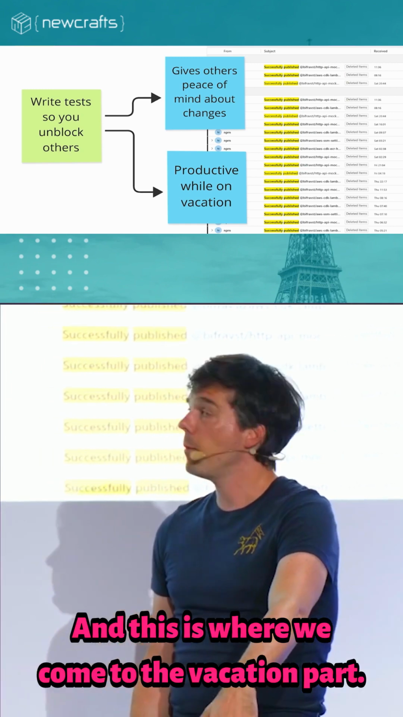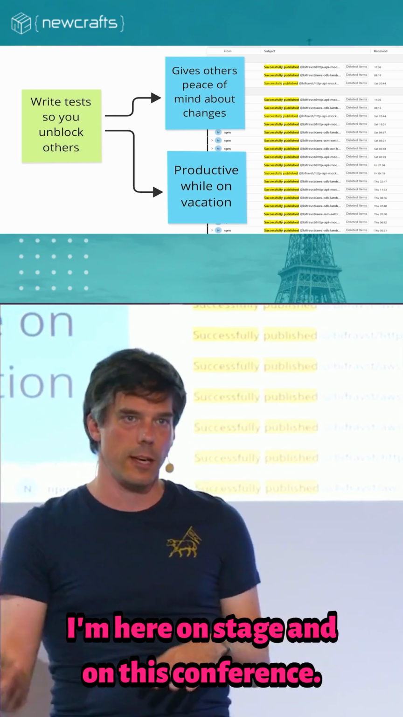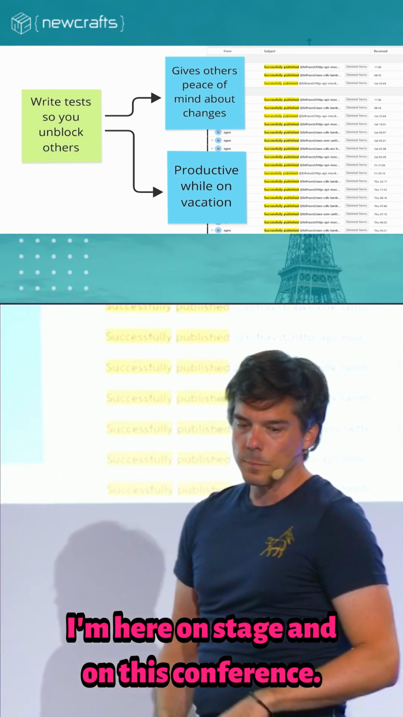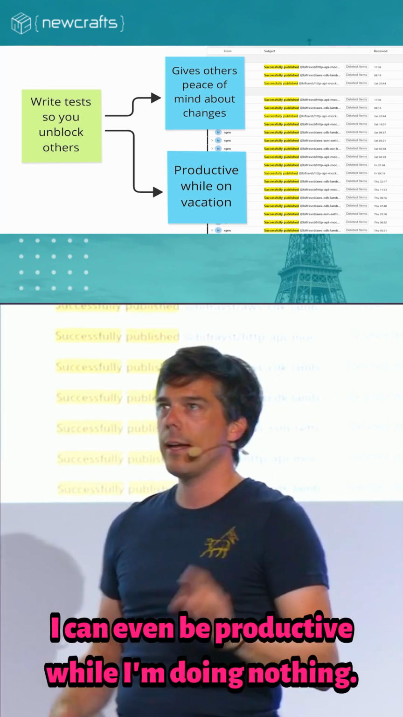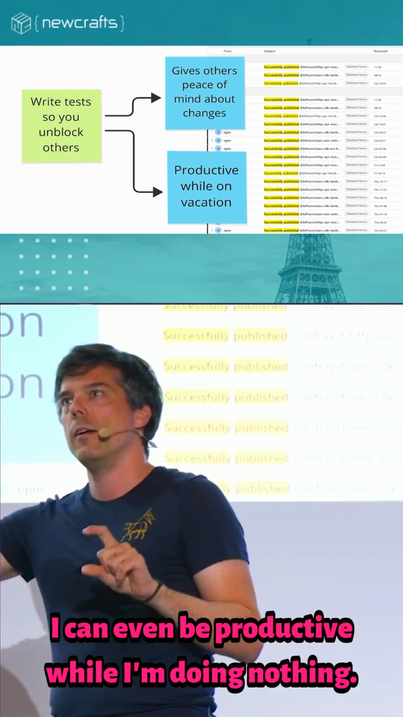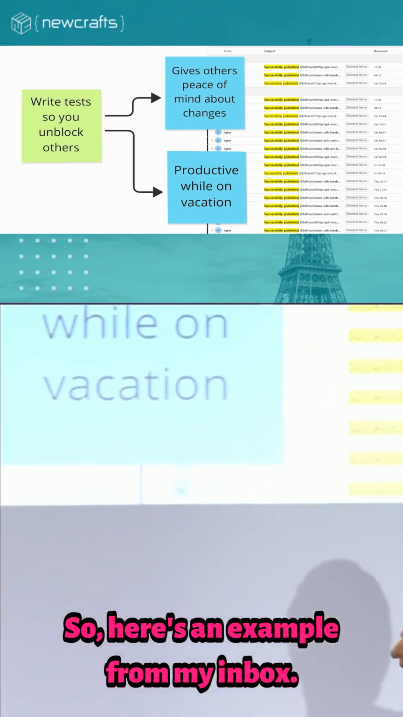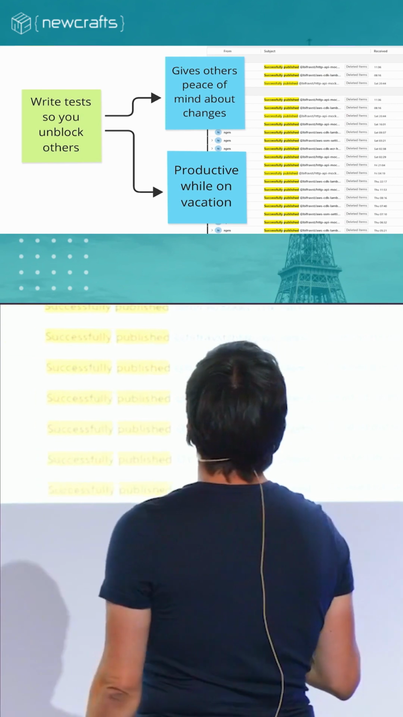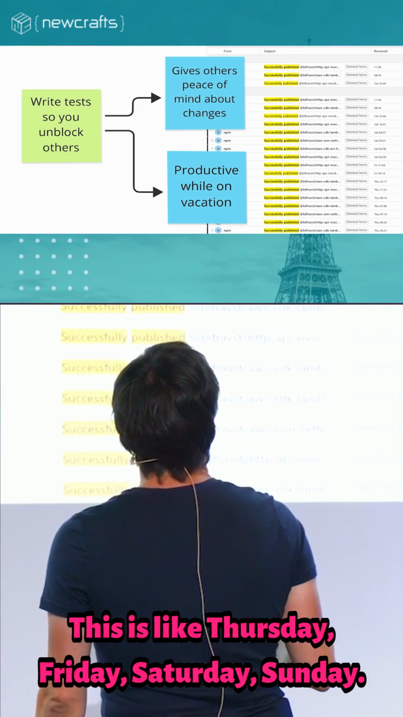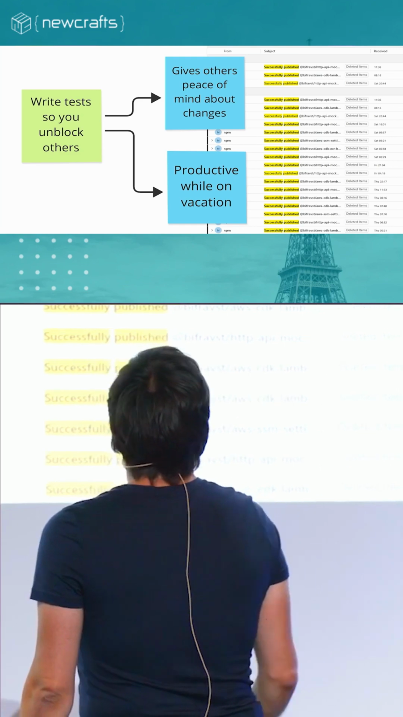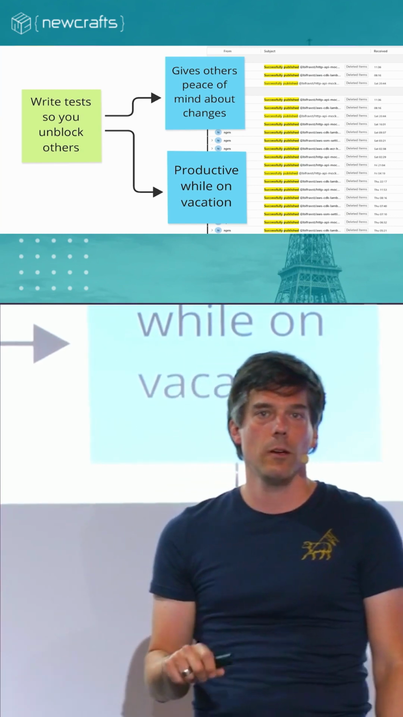And this is where we come to the vacation part, where I'm now not working on code. I'm here on stage at this conference. If I have well-tested code, I can even be productive while I'm doing nothing. Here's an example from my inbox, and this is one day. This is Thursday, Friday, Saturday, Sunday. So while I'm not working, I'm still producing value.